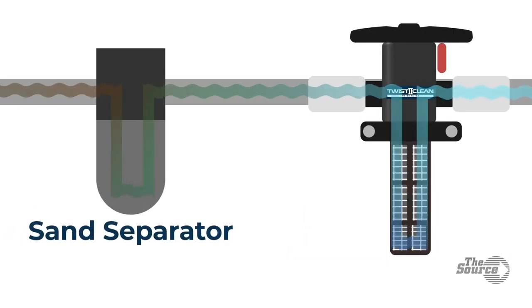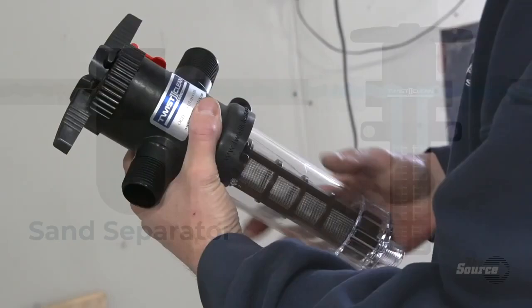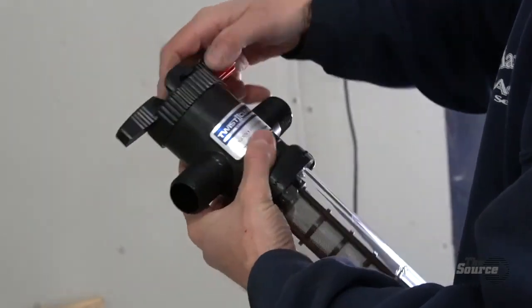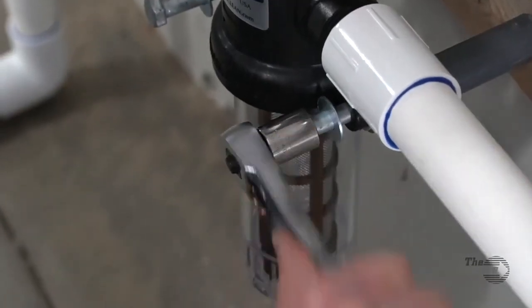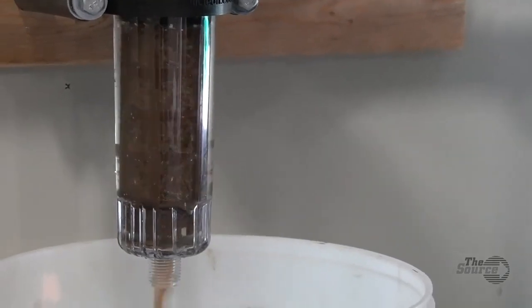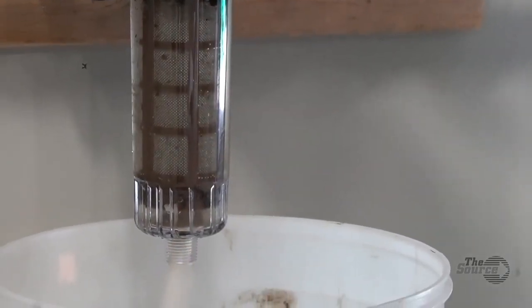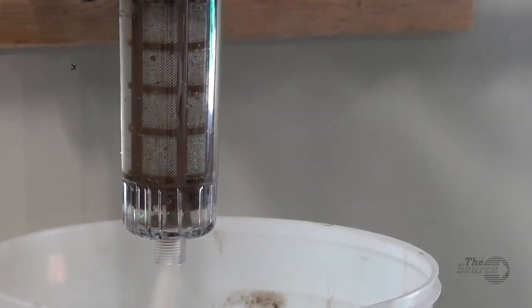two filters in conjunction. Knowing the requirements for your system will help you choose the right TwistIIClean for your needs, assuring a long life of easy maintenance and dependable protection for your water system.